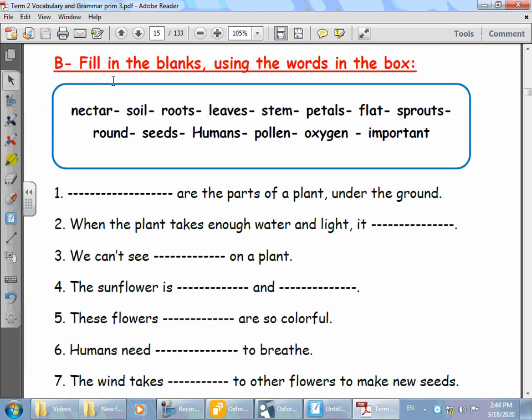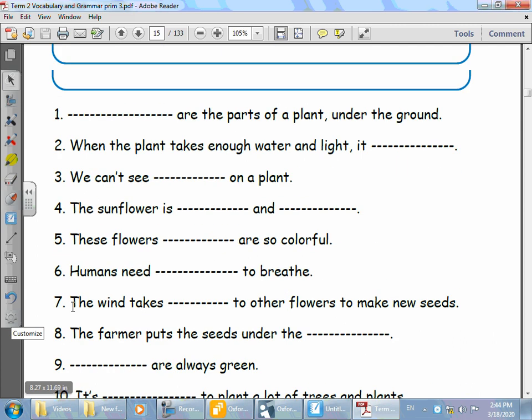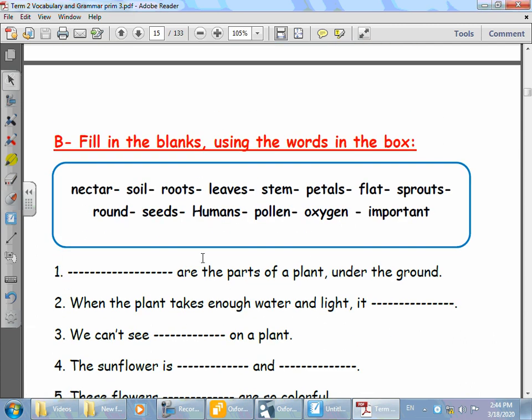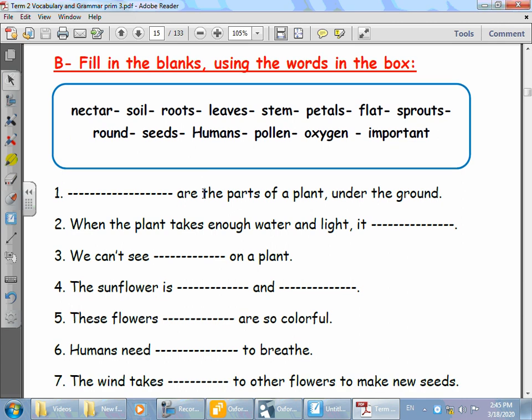Now the question here says, fill in the blanks using the words in the box. Now we have here from number 1 until number 12. You're going to read the sentences and you're going to fill in the blanks using one word from the words here in the box. Okay, so please pause the video for 5 minutes, try to answer them by your own, and then check the answers with me.